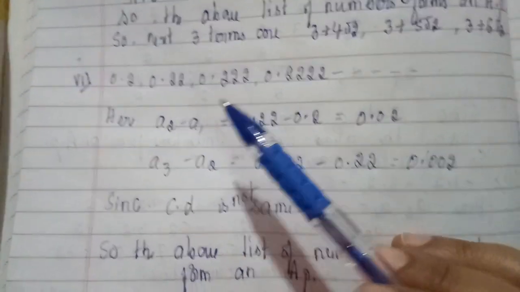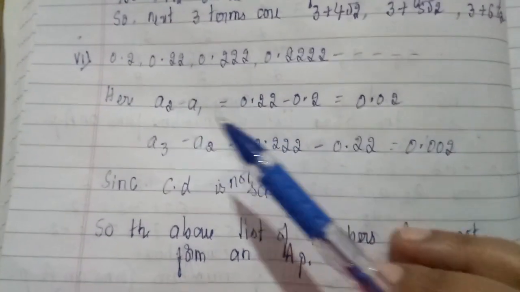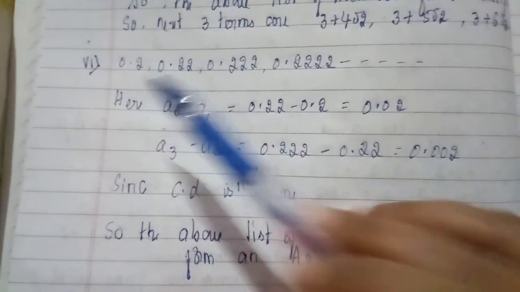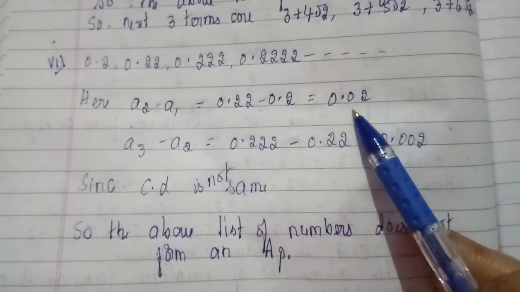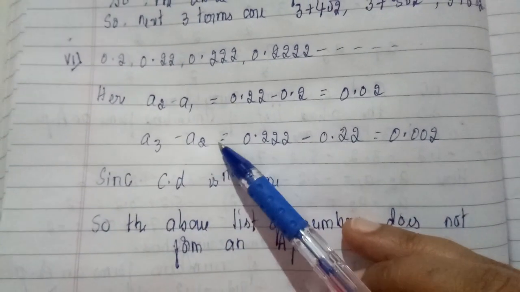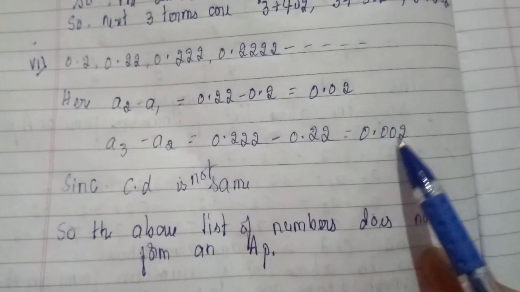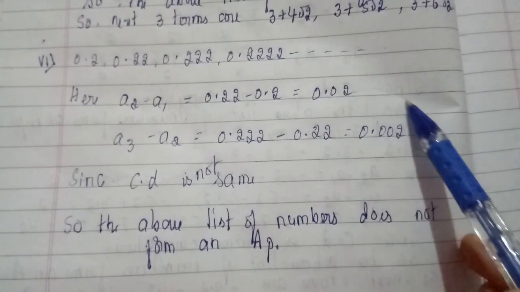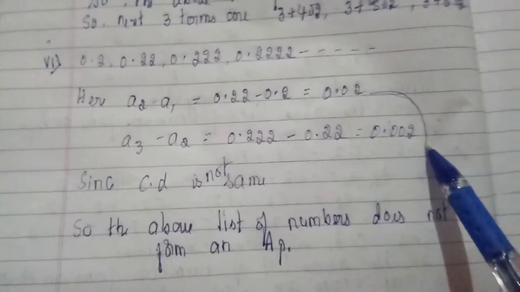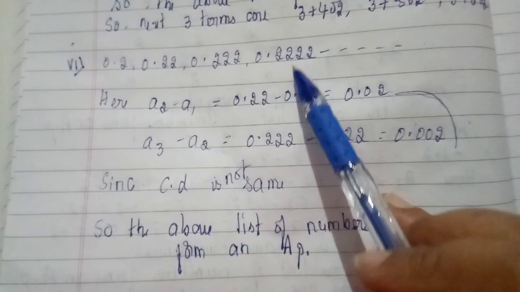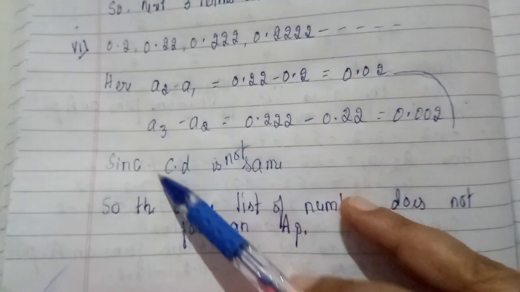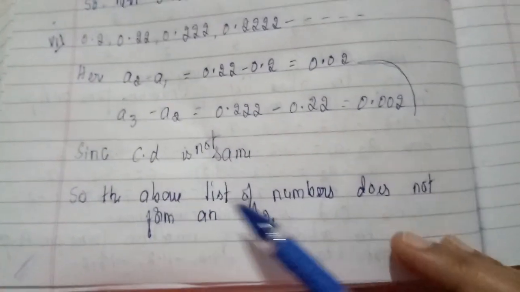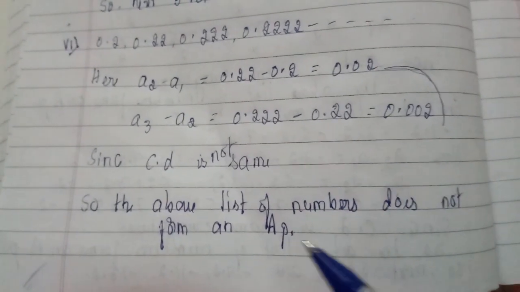Next, 6th question, 0.2, 0.22, 0.222 and so on. Take second term minus first term. 0.22 minus 0.2, so we get 0.02. Third term minus second term, subtract, we get 0.002. So with this only I can tell that the common difference is not same. So no need of doing fourth minus third. Because the common difference, CD means common difference, is not same, the above list of numbers does not form an AP.